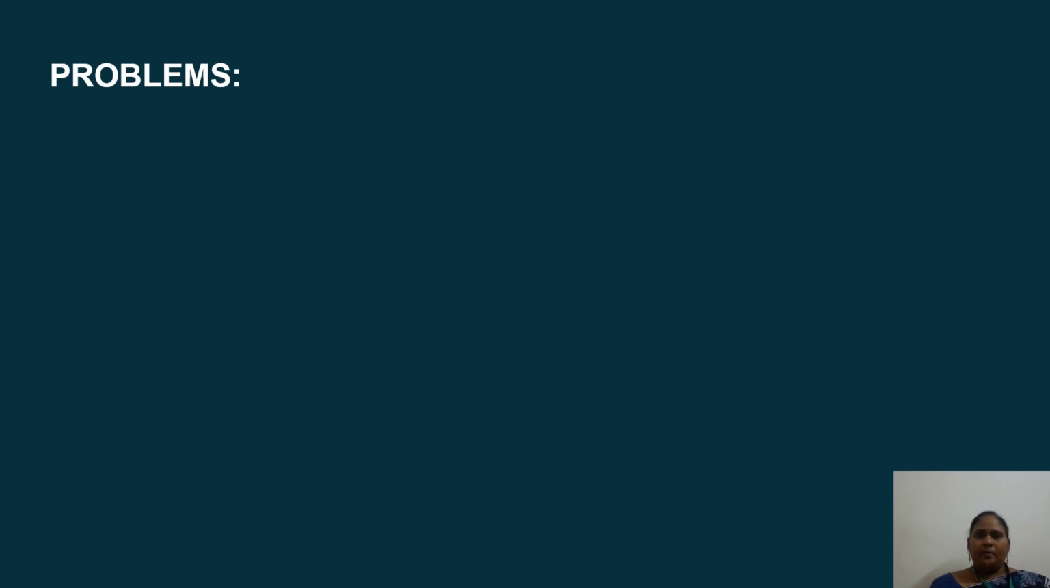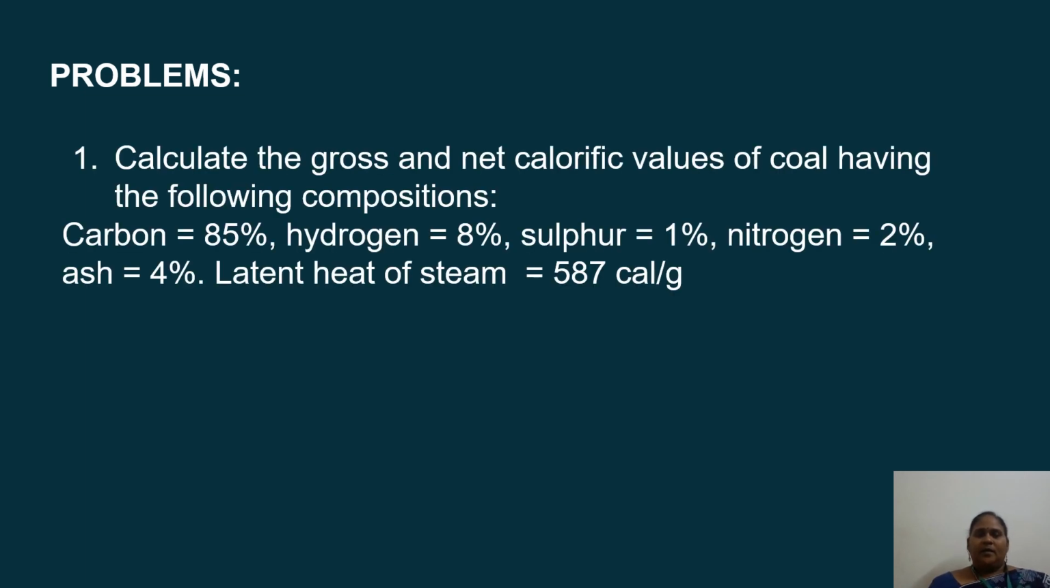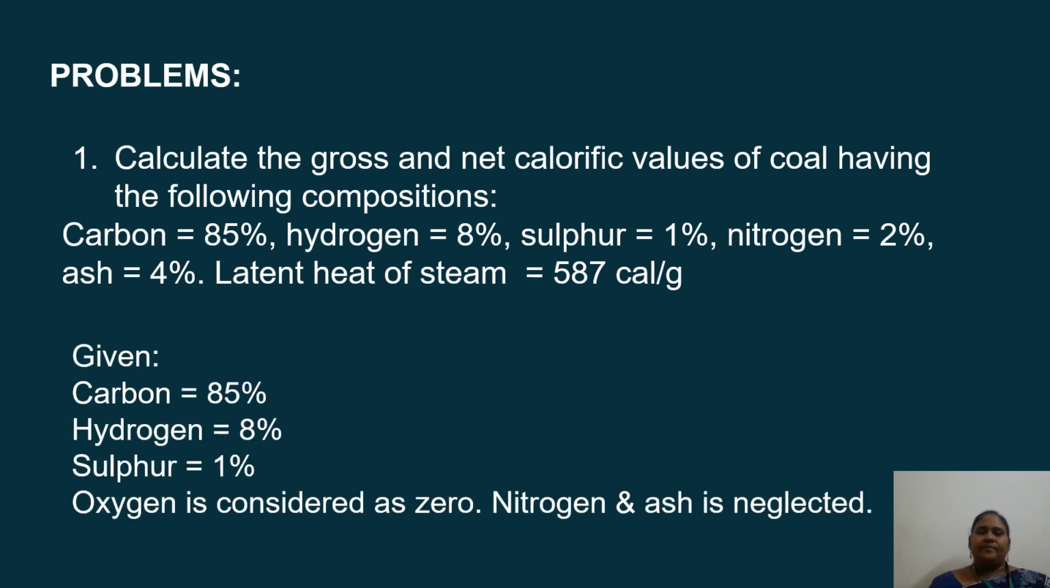We'll look into the problems based on GCV and NCV. Problem number 1: calculate the gross and net calorific values of coal having the following composition: carbon 85%, hydrogen 8%, sulfur 1%, nitrogen 2% and ash 4%. Latent heat of steam is 587 calories per gram.